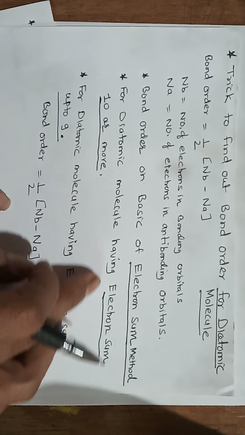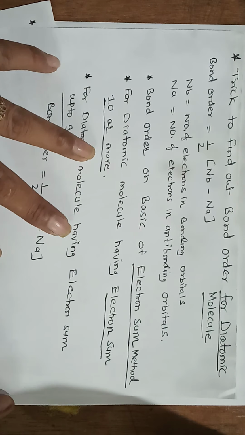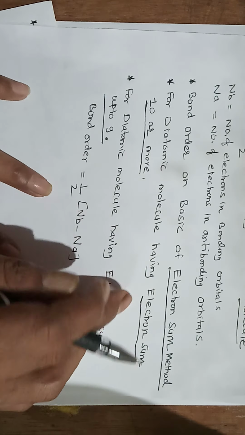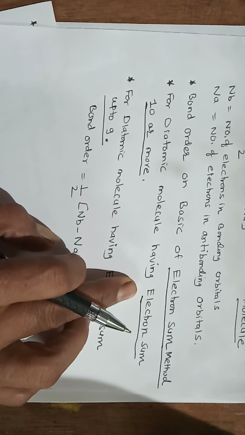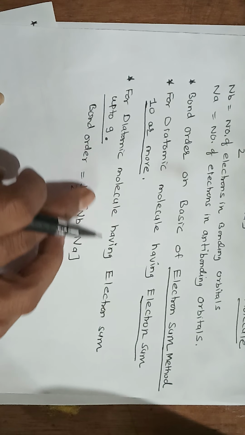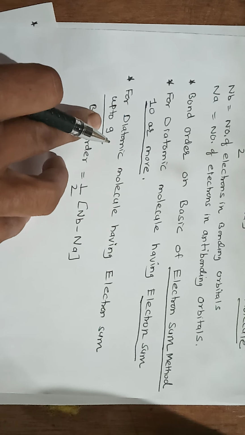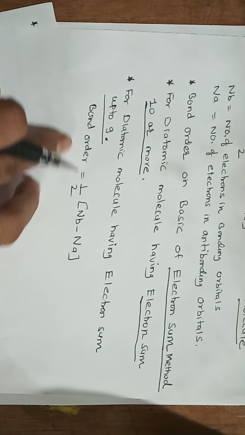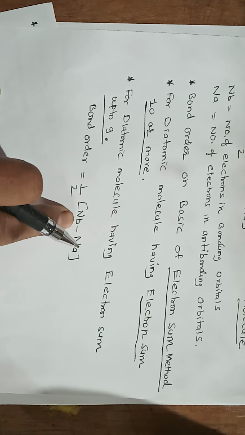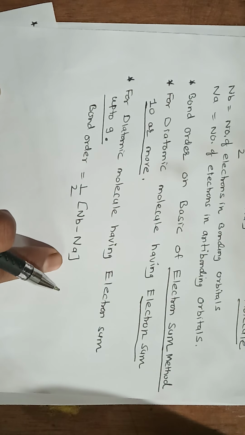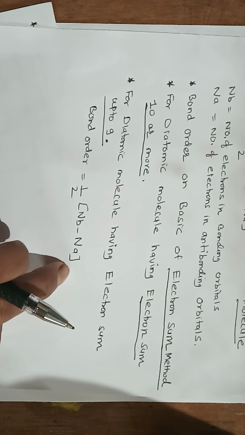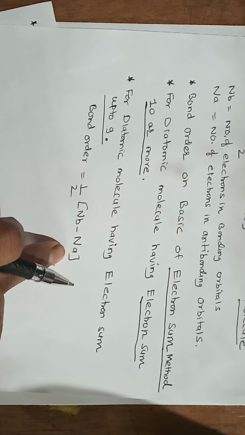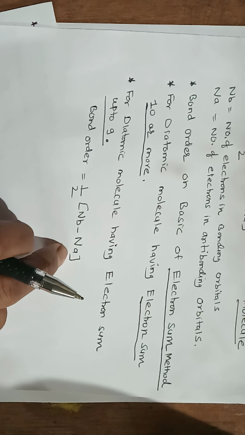For diatomic molecules having an electron sum of 10 or more, I give the trick. For diatomic molecules having an electron sum up to 9, we can use the same method: bond order is equal to 1/2 into the number of electrons in bonding orbitals minus the number of electrons in anti-bonding orbitals. But if the electron sum is 10 or more, then it is very difficult to write all these and solve, and again it is time consuming.